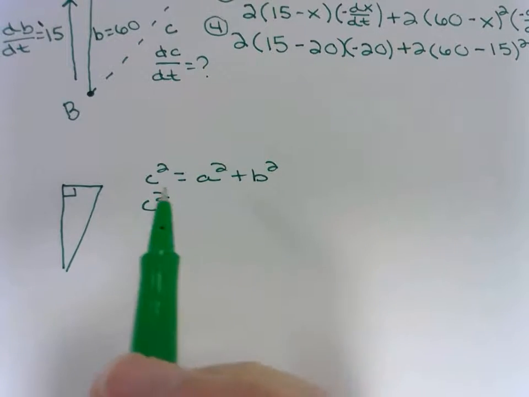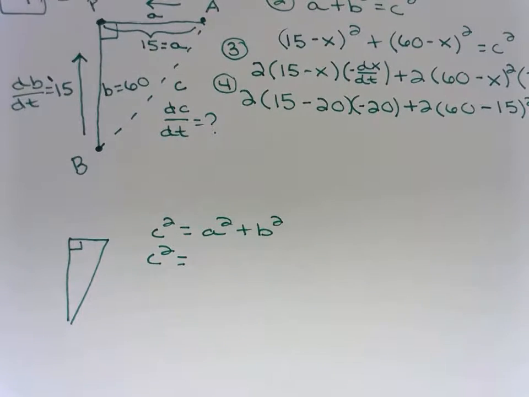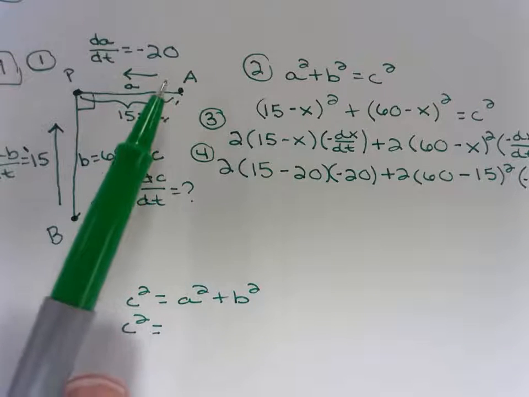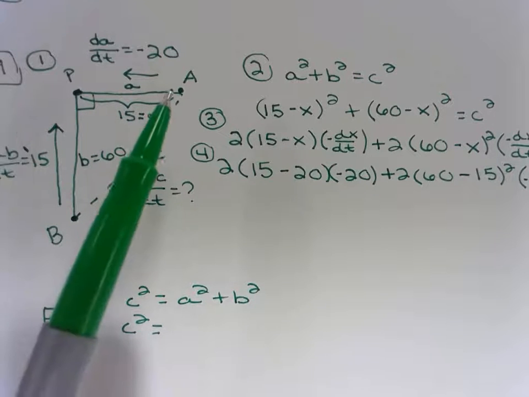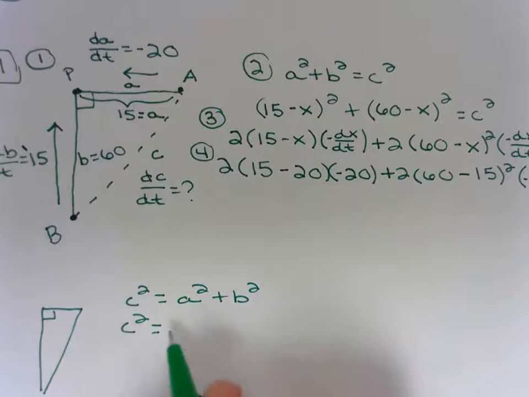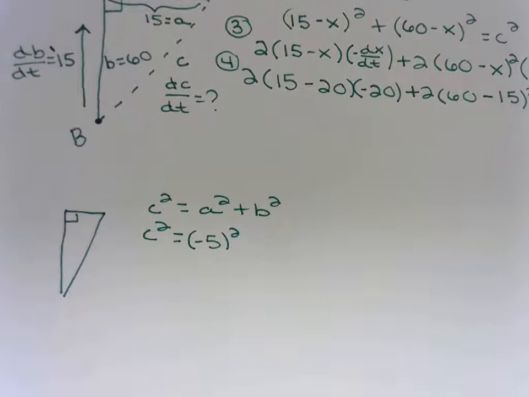So what is A going to be? I guess we don't have to draw another picture. What is A going to be after an hour? If A started at 15, I go 20 miles to the west, what position am I going to be at if I start at 15, positive 15, and go 20 miles to the west? I'm going to be at what? Negative 5. So A is negative 5. So that is the distance or the length after an hour.